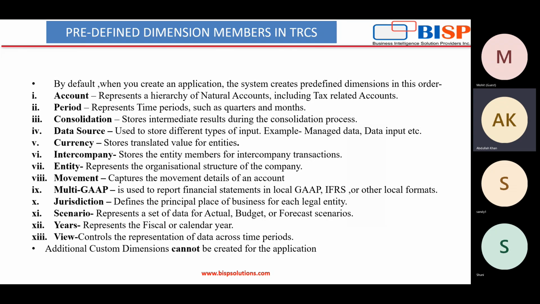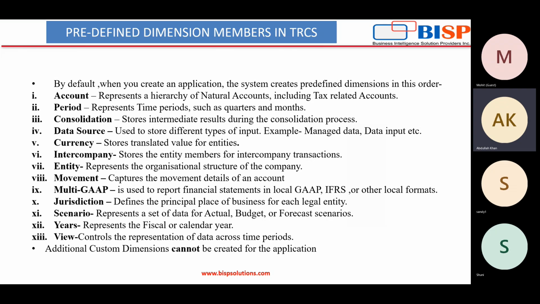Then we have the period dimension, which will represent the time periods such as quarters and months. In this application, the periods will be denoted by P1 to P14. P1 to P12 will be, say, January to December, or it could be March to April as well, depending upon the financial year which the legal entity is following.